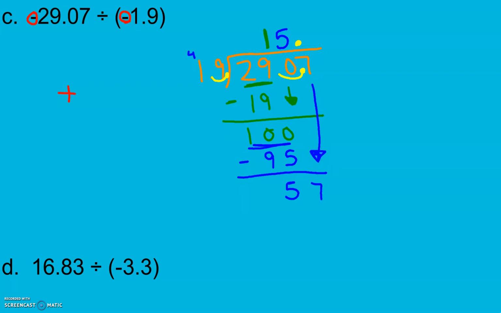19 goes into 57 3 times. And I multiply back, 27. 3 times 1 is 3, plus 2 is 5. I subtract, and I have a remainder of 0. So again, don't forget that we brought that decimal up, which gives me a final answer of a positive 15.3.